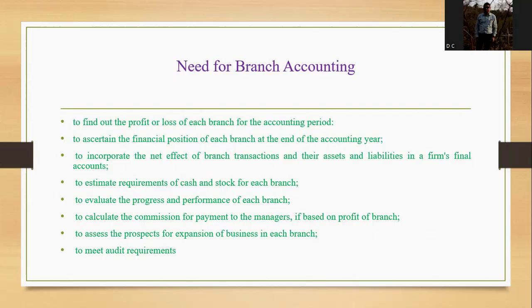To evaluate the progress and performance of each branch. How the branch is going, how the branch is performing, how the branch is progressing. That is also to be evaluated.